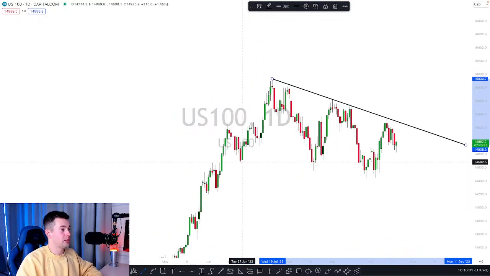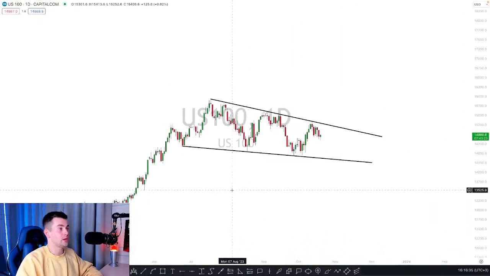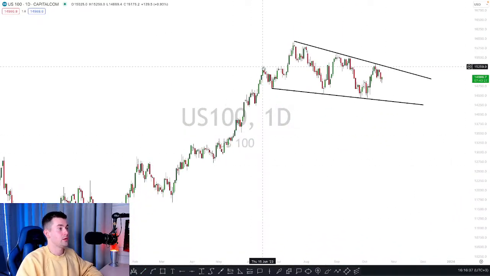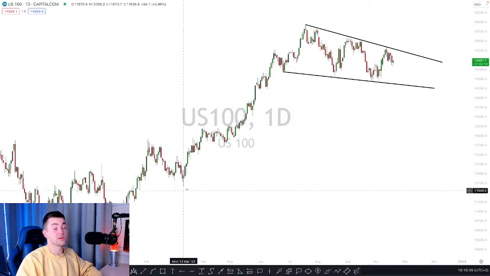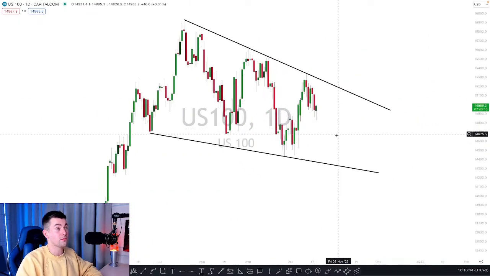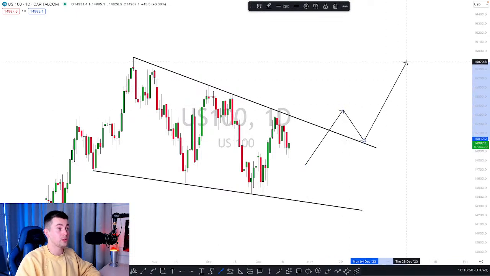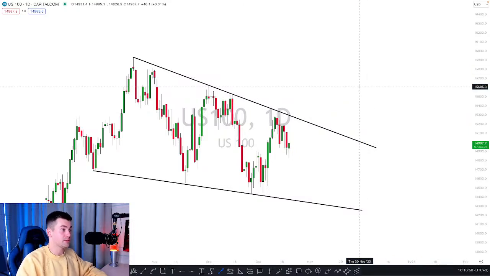So on a daily, what can we spot right here? Very nice falling wedge. After this massive bullish rally, the market is now trading within a falling wedge. And globally, if you're looking for the next strong bullish signal, your strong bullish signal will be the breakout of the resistance of the wedge. That will initiate the next strong bullish rally on the index.